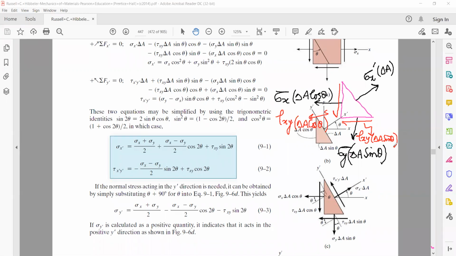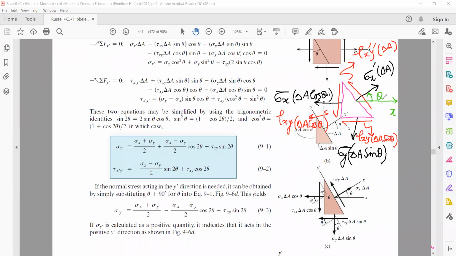Apart from this, we will have shear stress on this face, that is tau x prime y prime, and the corresponding area is delta A. We will draw the axis. This was our initial x-axis. This axis is a new x-axis which has been rotated by taking angle theta in the anti-clockwise direction.